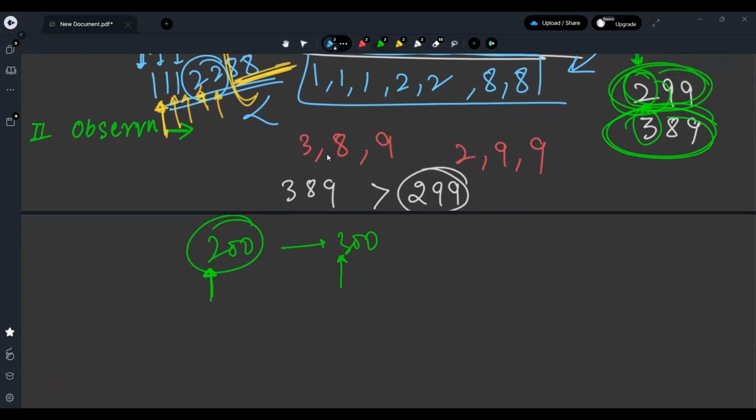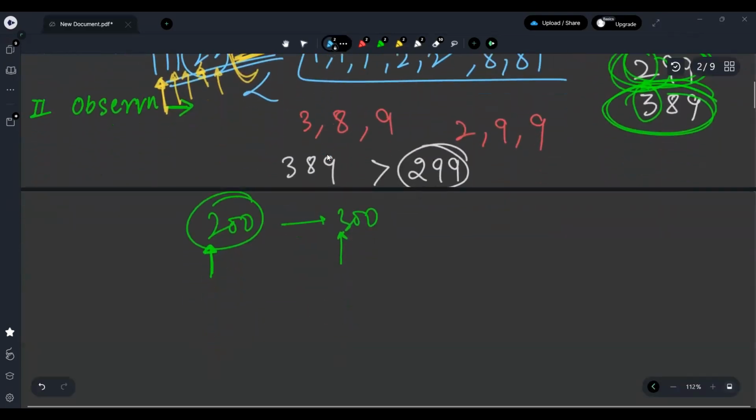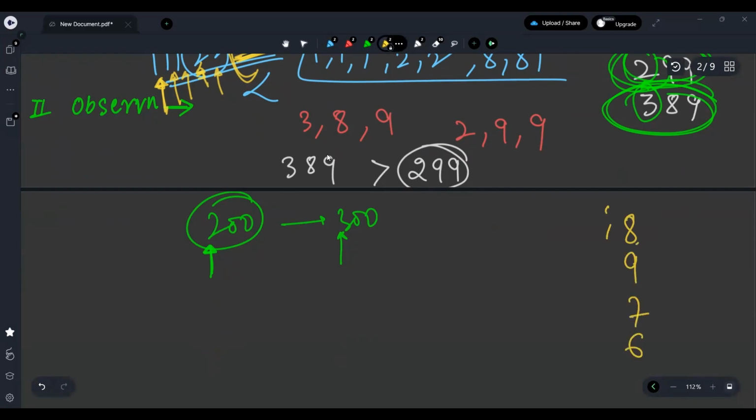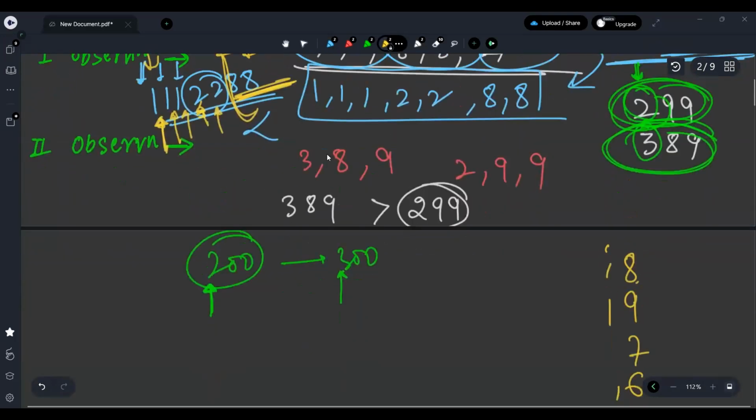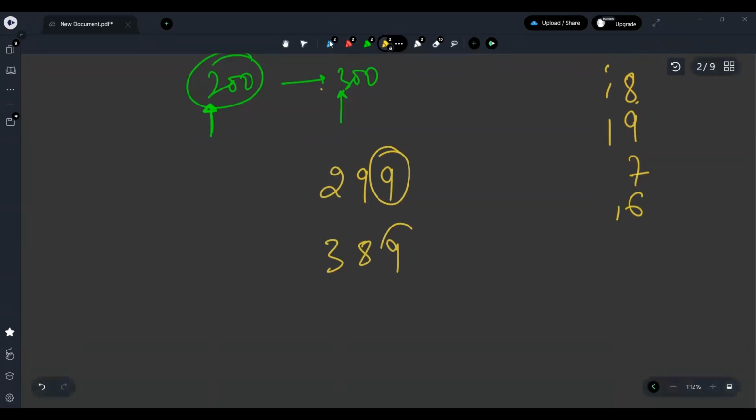Why should we keep the smallest number ahead? Also, the second observation that we made is that we have to keep the greatest number behind. So how much greatest number should I keep? I can add 8, I can add 9, I can add 7, I can add 6, as many as possible. But let us see these two cases again. Here is 299, this is 389. So here we can see 9 and 8.